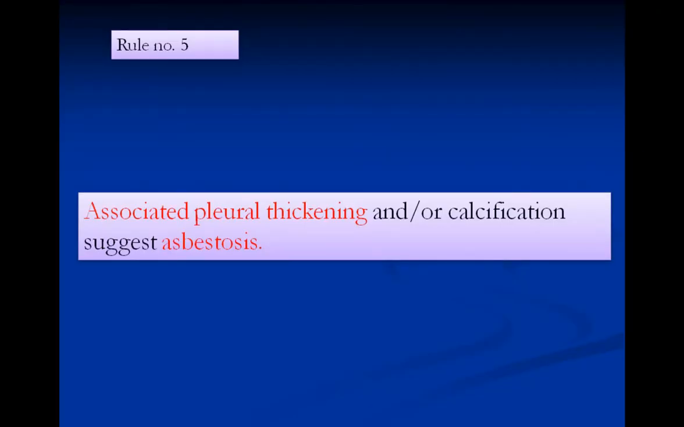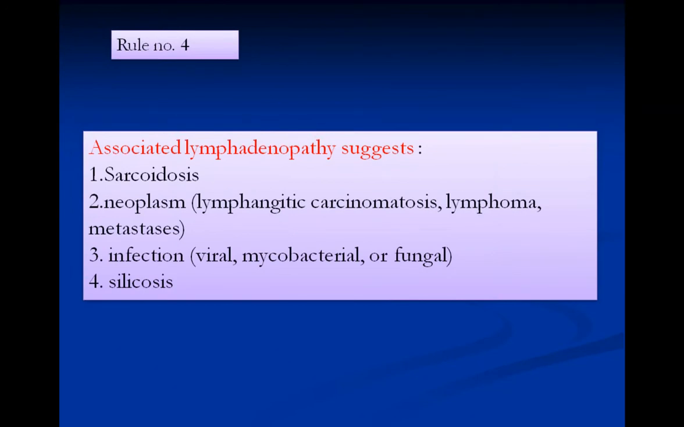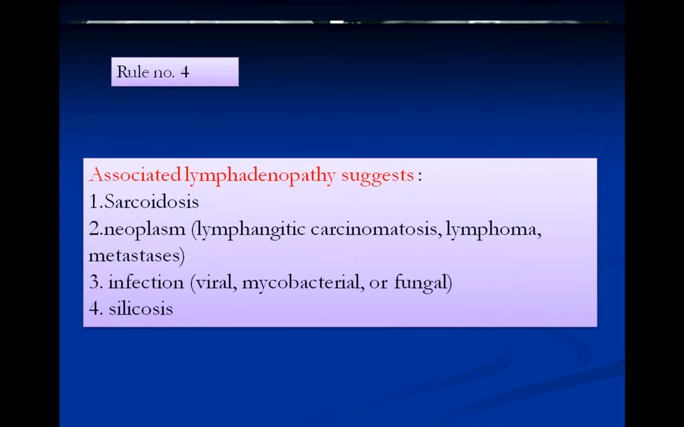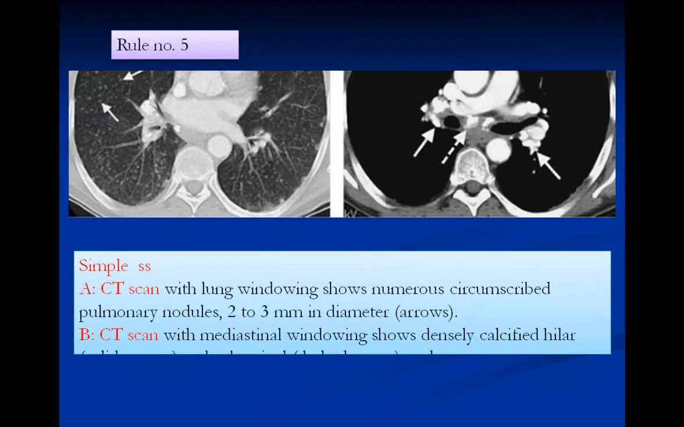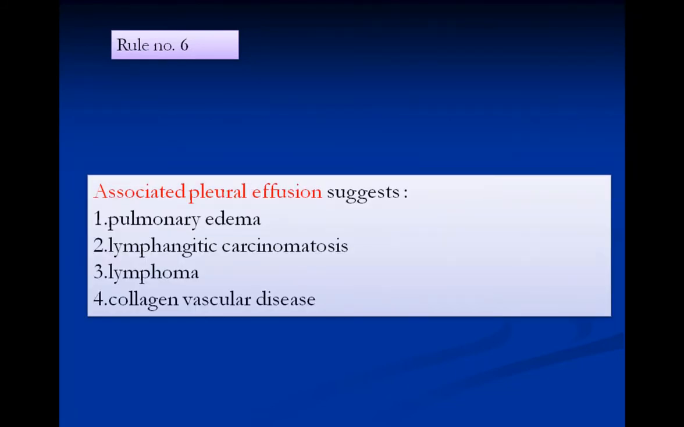So, in the presence of calcified lymph nodes, we have to rule out sarcoidosis, neoplasm, infection, silicosis. All this we have to rule out if there is associated lymphadenopathy. Especially if calcified lymph nodes are present, we have to suspect asbestosis-related diseases.